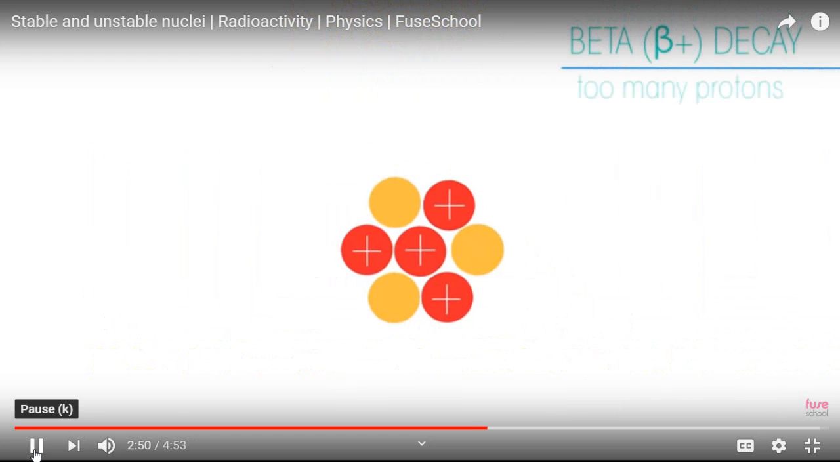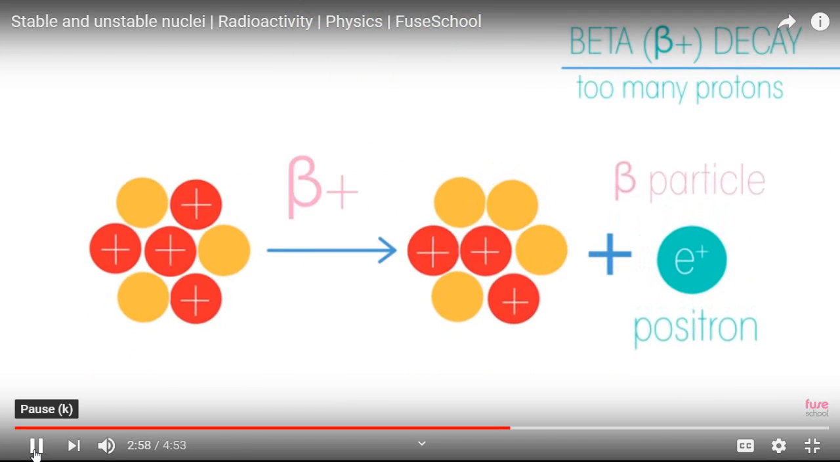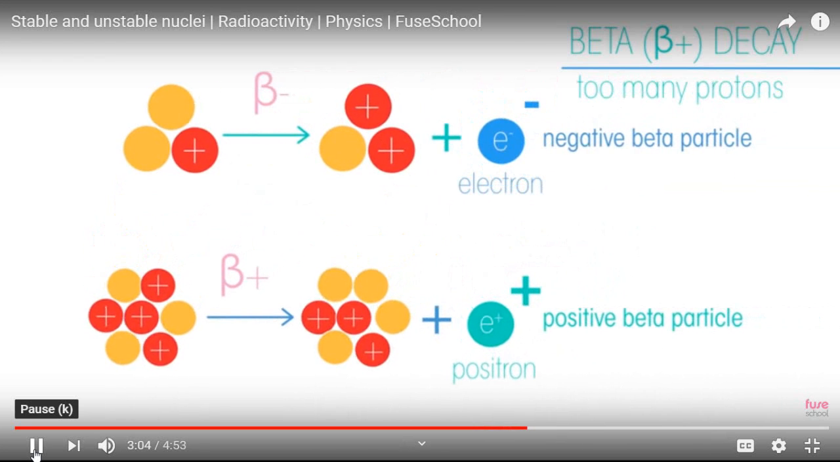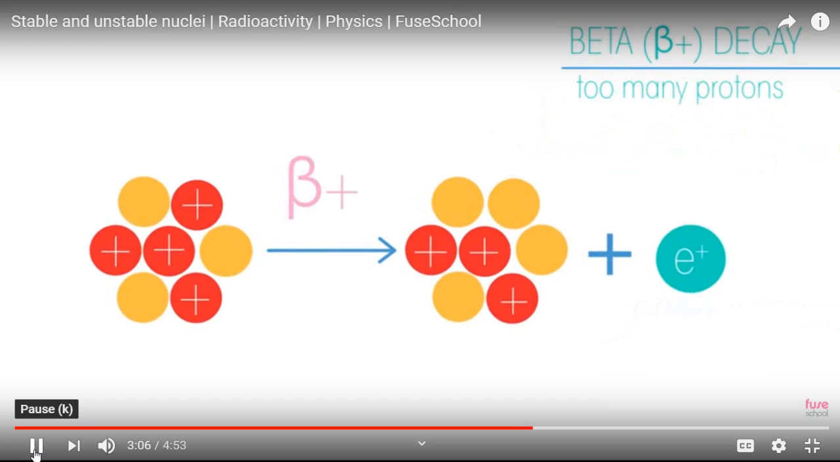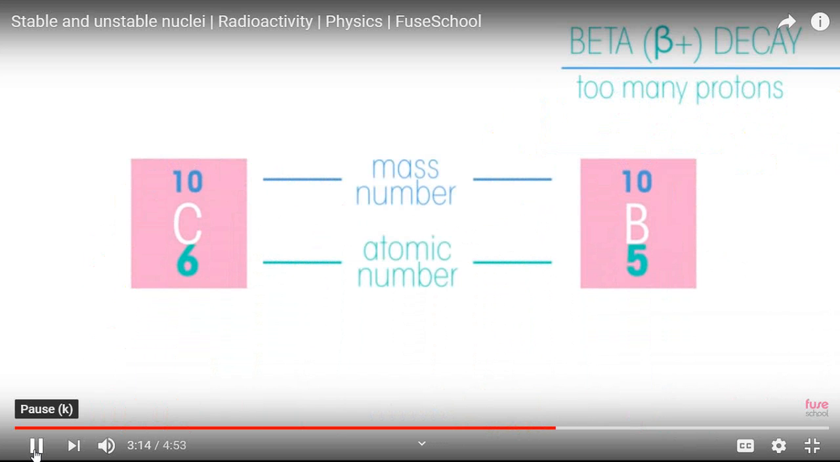When an isotope has too many protons, it decays by beta plus decay. A proton is converted into a neutron and a positive beta particle called a positron. Positrons have the same mass as electrons, but the opposite charge. By losing a proton but gaining a neutron means the mass number stays the same, but the loss of a proton means the atomic number decreases by 1.